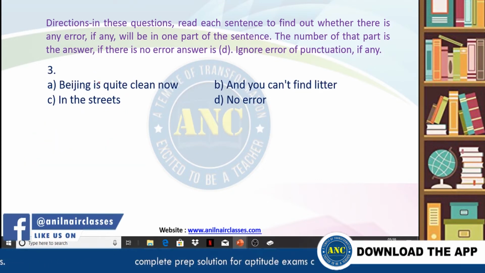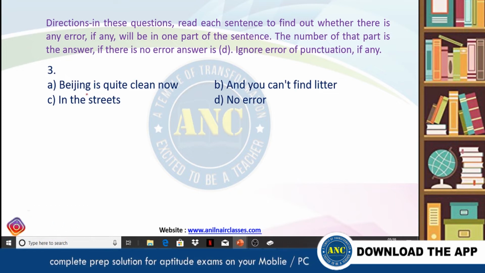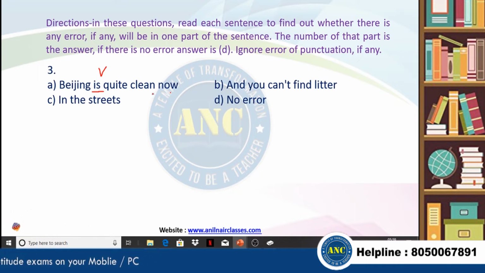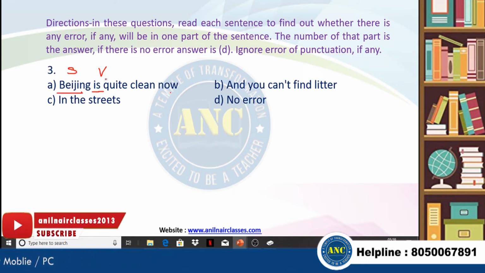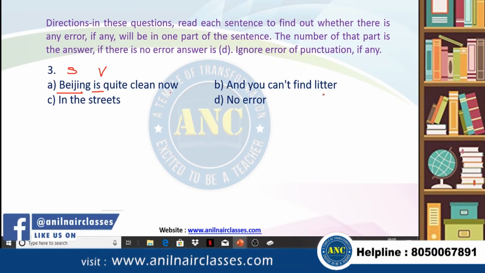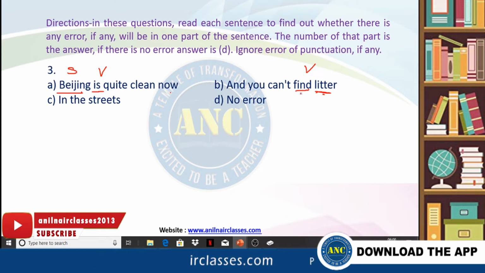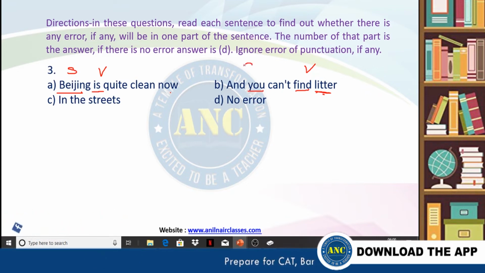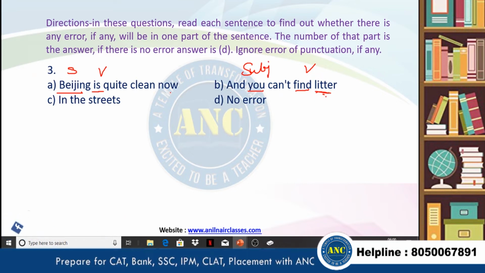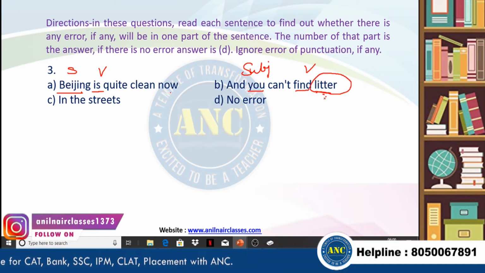Now, directions as usual remain same. Beijing is quite clean now. So, is is a verb. What is quite clean now? Beijing. Beijing is the subject. Subject-verb agreement is clear over here. And you cannot find litter. Now, you cannot find what? Litter. So, find is a verb over here. Who cannot find? You cannot find. So, you is a subject over here. Now, you cannot find what? You cannot find litter. Litter is a verb.